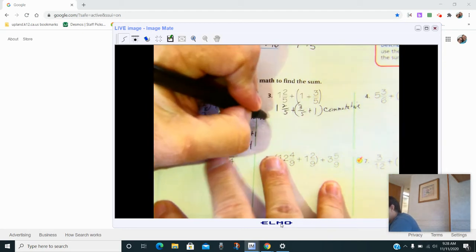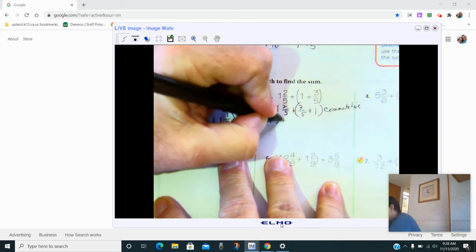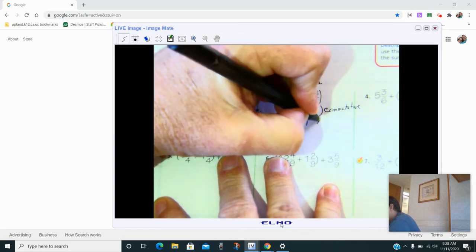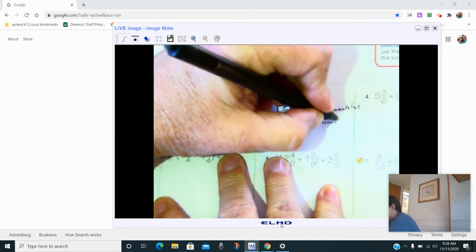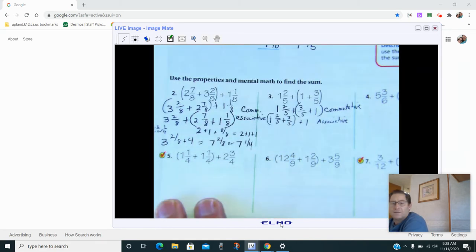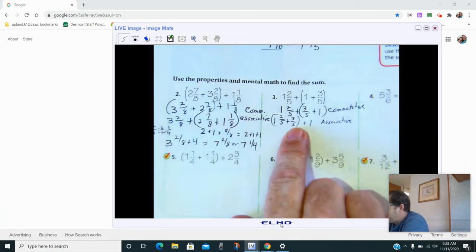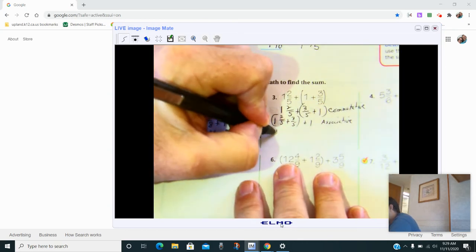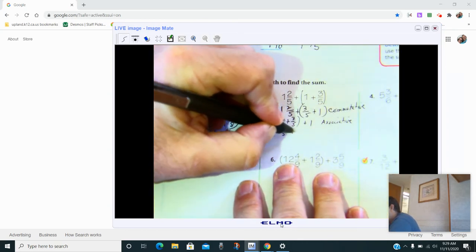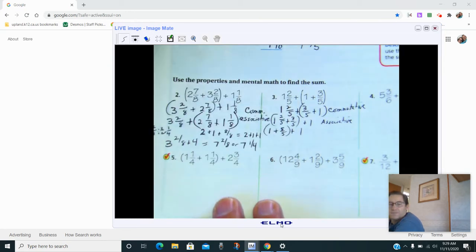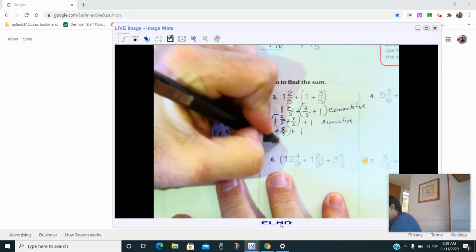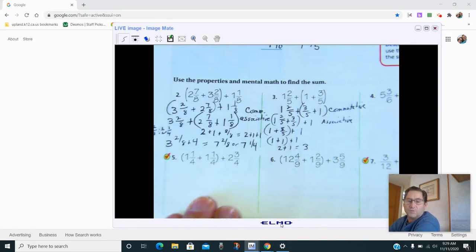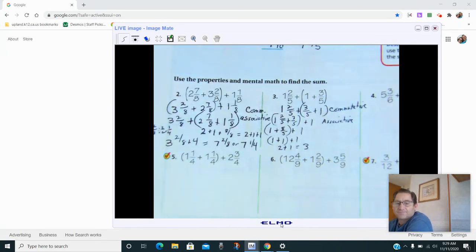Now we're going to regroup. We're going to change the grouping. And the property that allows us to do that is the associative property. Okay, so now we have 3/5 plus 2/5, and that's 5/5. So that's good. So we're going to get 1 plus 5/5 plus 1. 5/5 is 1. So we have 1 plus 1 plus 1. 2 plus 1 is 3.